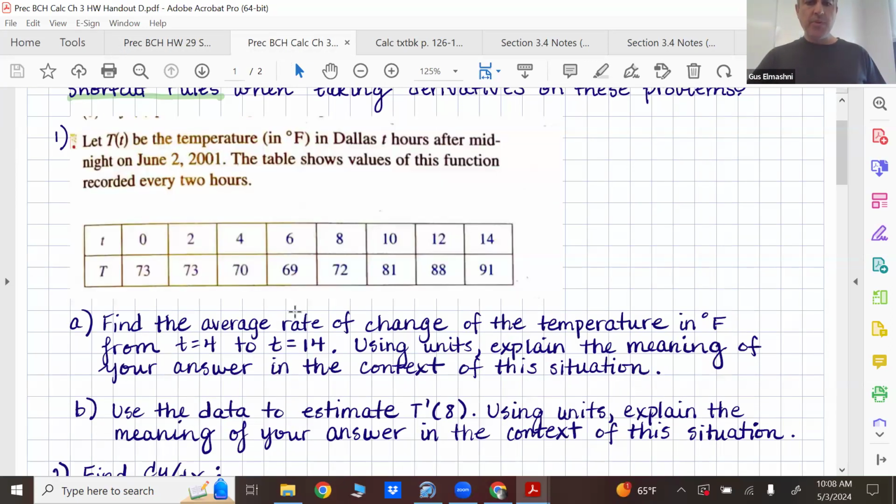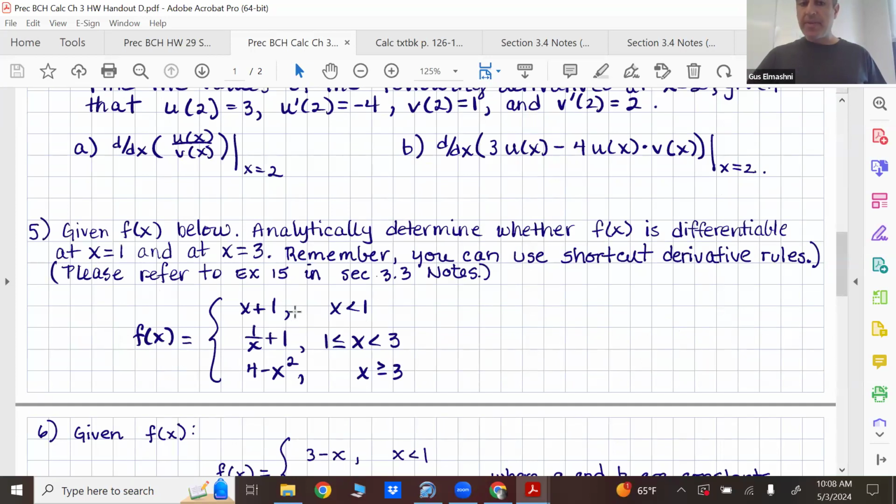For number 5, it's asking you to determine differentiability at x equals 1 and x equals 3. So you could use shortcut rules. The derivative of x plus 1 is 1. The derivative of 1 over x is negative 1 over x squared. The derivative of 4 minus x squared is negative 2x. Then plug in the boundaries.